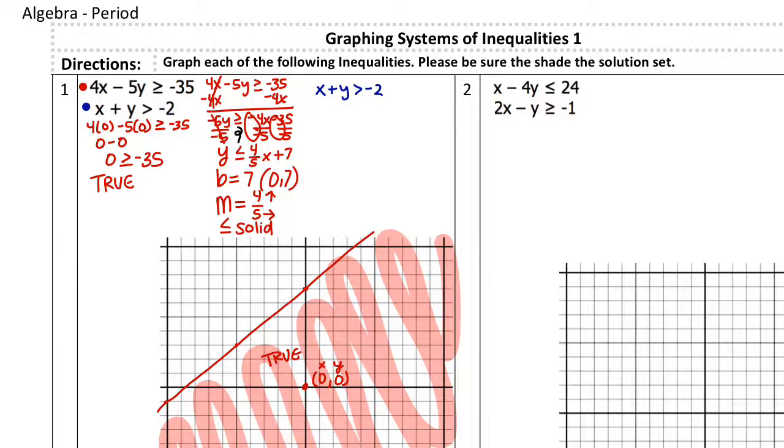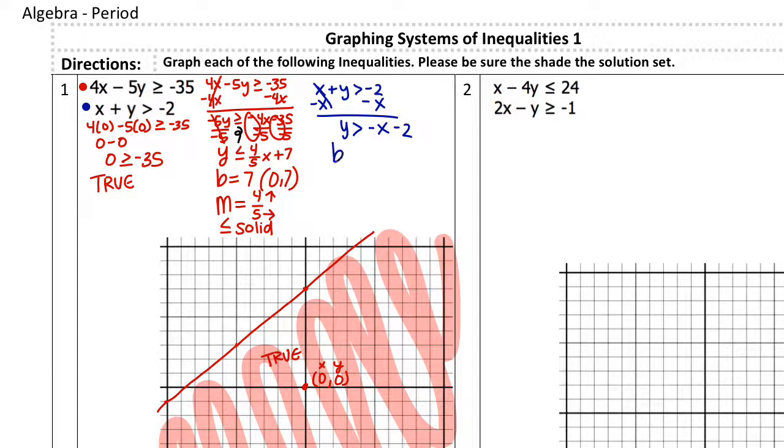Now to solve this for y, it's much simpler than the last one. I subtract x to each side. That cancels out this x. I bring absolutely everything down. So I'm going to write y is greater than negative x minus 2. And there we go, it's solved for y.